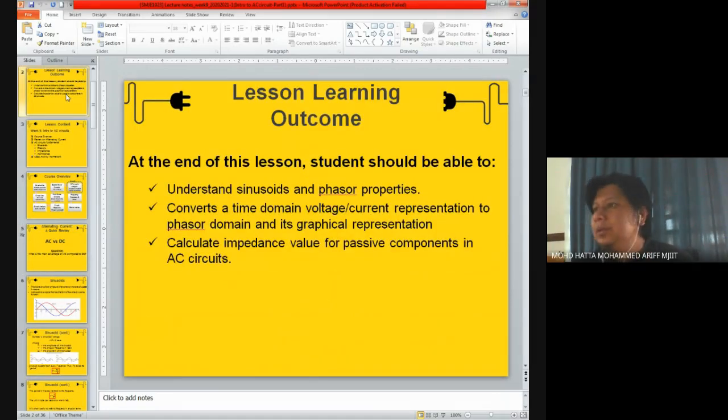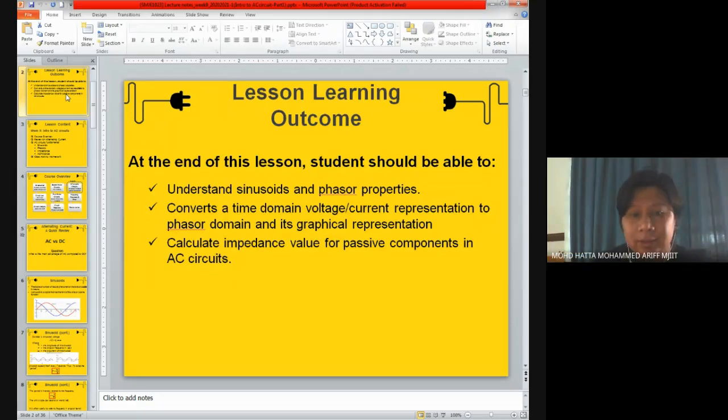What we're gonna learn, the outcome of this session: we try to understand sinusoids. Do you know what a sinusoid is? Do you have any idea what it means? No. You didn't do the revision that I told you earlier, I believe. Okay, never mind.